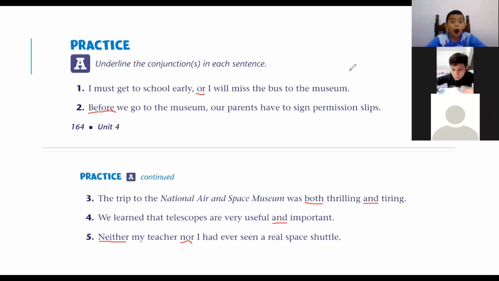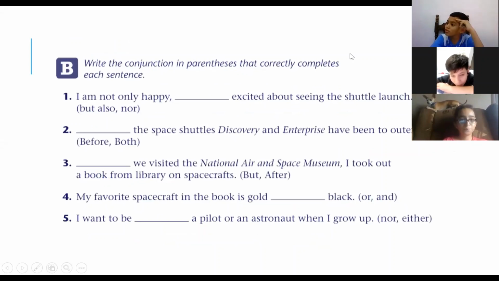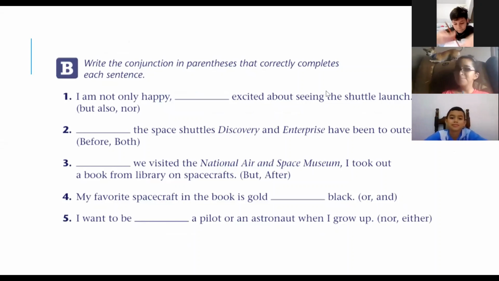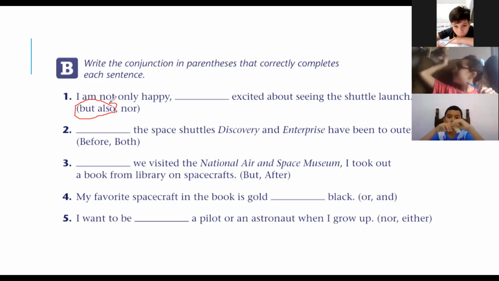Questions? No. Okay, let's continue with the other part. Here I'm just going to circle the answer and you check if it's correct. Write a conjunction in parentheses that correctly completes each sentence. For number 1, I am not only happy, but also excited about seeing the shuttle launch. The answer is but also, not nor. Yes, that's the answer. Okay, I will fix it.